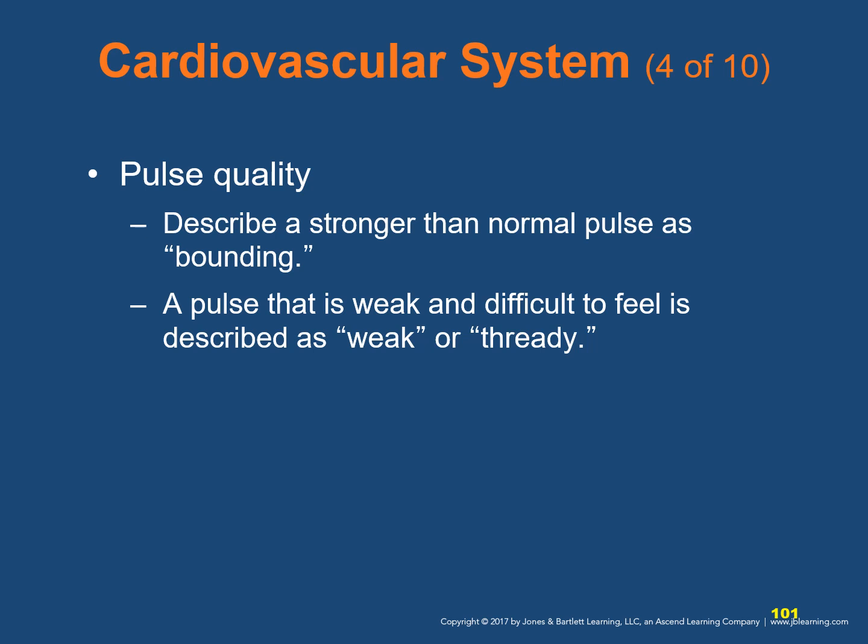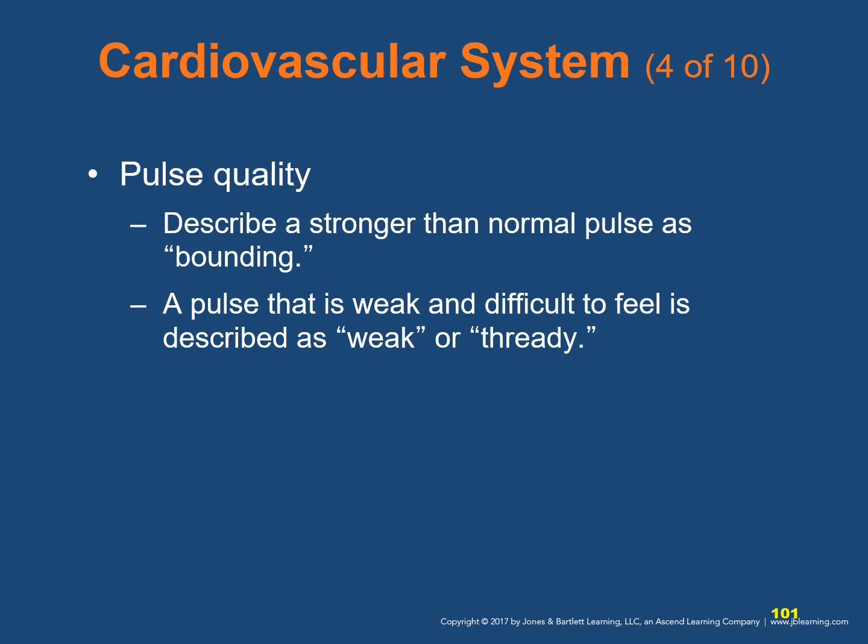To obtain a pulse rate in most patients, you should count the number of pulses felt in a 30-second period and then multiply by 2. A rate that's greater than 100 beats per minute is described as tachycardia. A rate of less than 60 beats per minute is described as bradycardia.